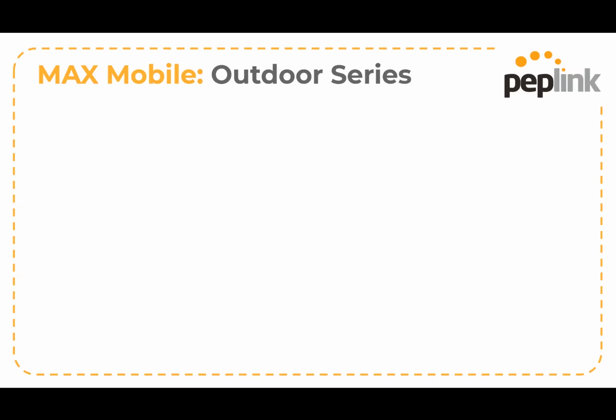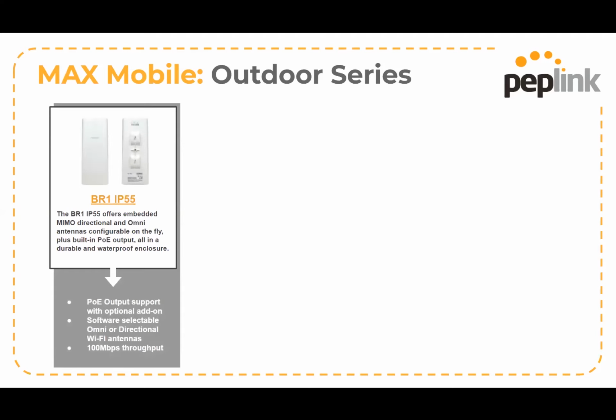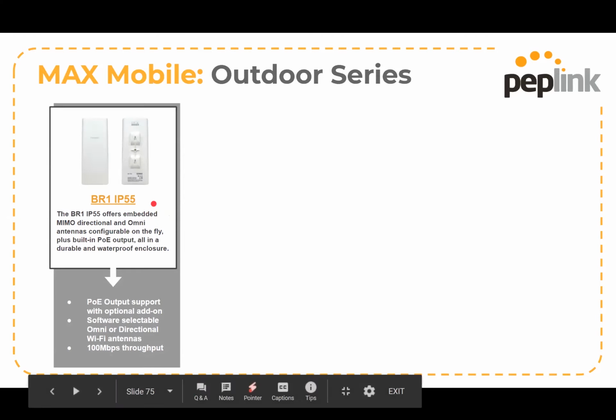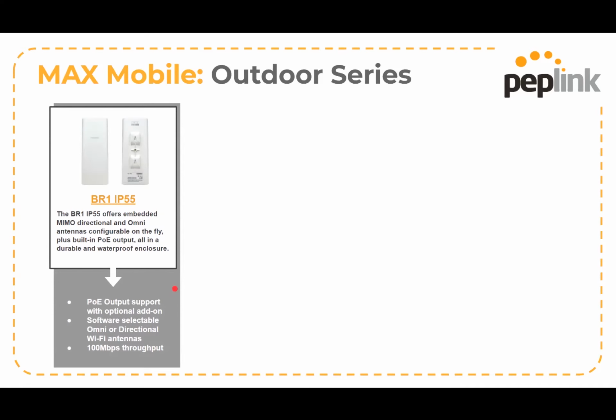We offer the Max Mobile Outdoor series. The Outdoor series are actually rainproof, water splash proof devices for outdoor use. And we have the BR1 with IP55 certification. In addition to outdoor certification, this device has PoE output support with an optional license. You can select the antennas for omni or directional, and it offers 100 megabits of throughput.